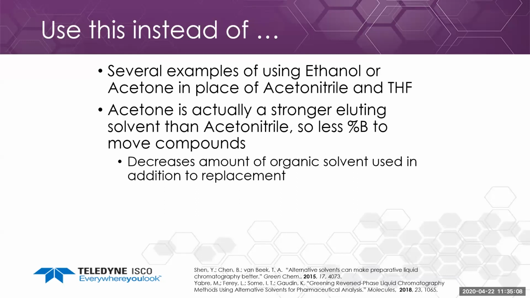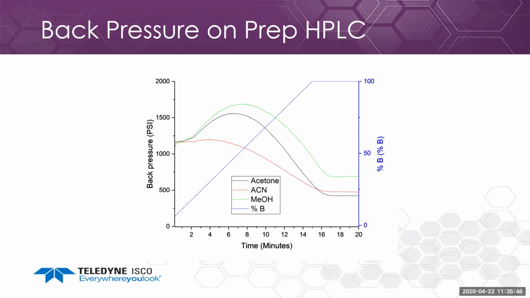Obviously, the problem with acetone is that you run into some UV issues with it for detection. It starts to overlap with some of your compounds, and you're going to start to see baseline rise with it. So that's a problem. In reverse phase flash, though, on the next gen, we can run a system with our baseline correction feature on and be able to get rid of that baseline increase for acetone. I'll show an example of that. But this decreases the amount of organic solvent used in addition to replacement.